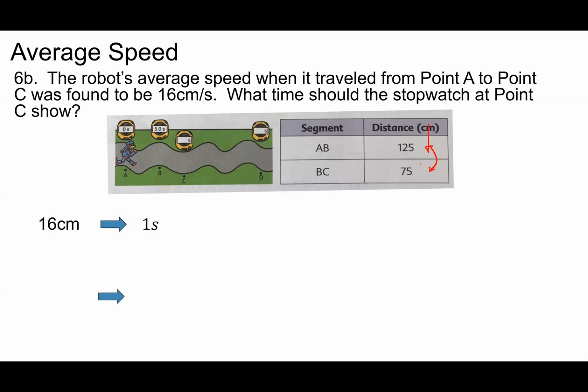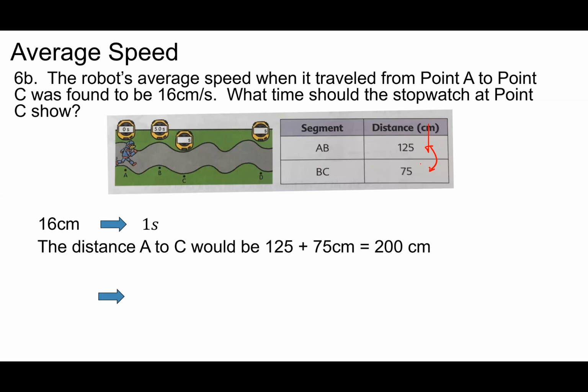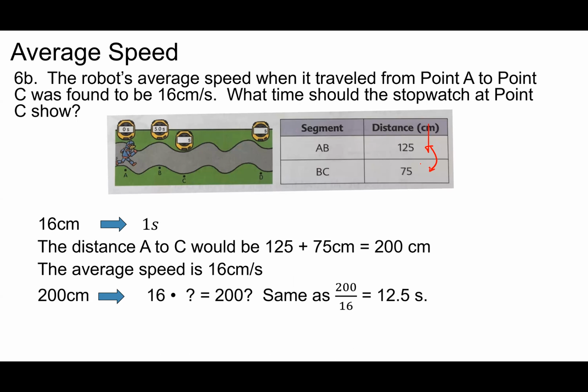How should we do that? Any suggestions, Annie? Find 1 centimeter. Just divide by 16 for each and then multiply by 200, like use unitary. Yes, we could definitely do that. So if the average speed is 16 centimeters per second, 200 centimeters would take us 16 times something, right? To figure out what that multiplier would be, we would need to divide 200 by 16. And we would get 12.5.